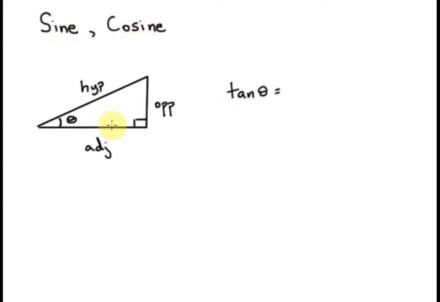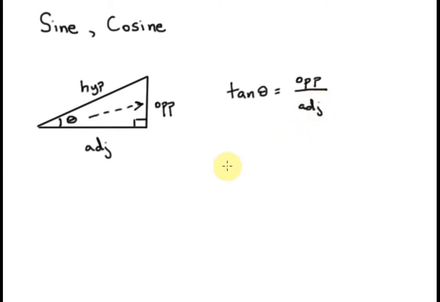So to start off, I've drawn a right triangle, and relative to this angle I've labeled the opposite side. It's across from the angle. Okay, so if we go across, opposite, and then across from the right angle is the hypotenuse, and then the remaining side is the adjacent. We've seen that the tangent of angle theta is the ratio of the opposite length divided by the adjacent length.